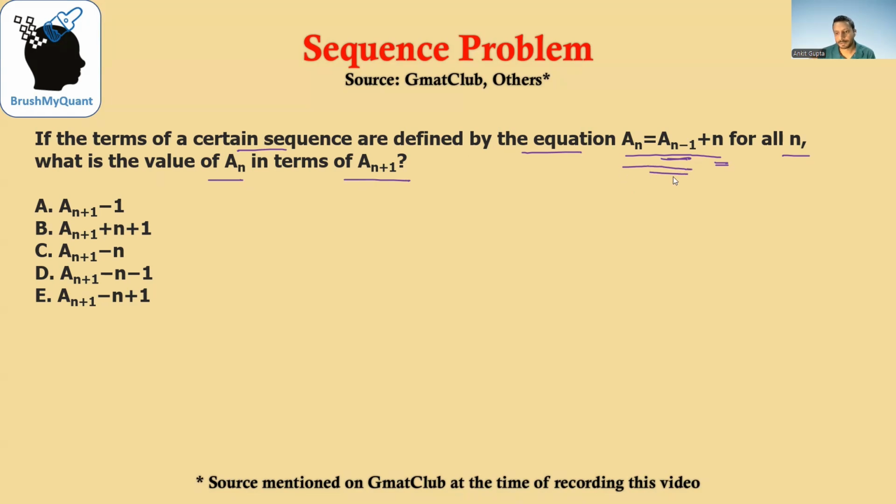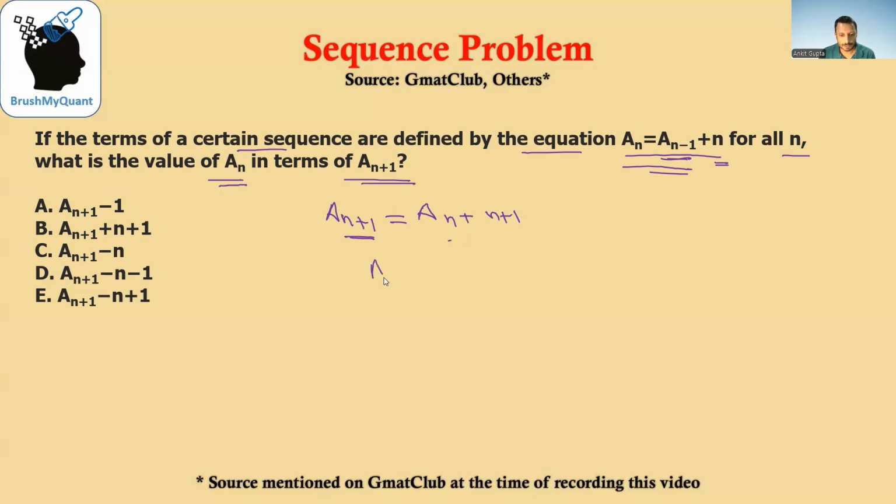So if we use this pattern and replace n with n plus 1, we can write a of n plus 1 is equal to the previous term, which is a of n, plus this value, which is n plus 1. Now we have to find a of n in terms of a of n plus 1.